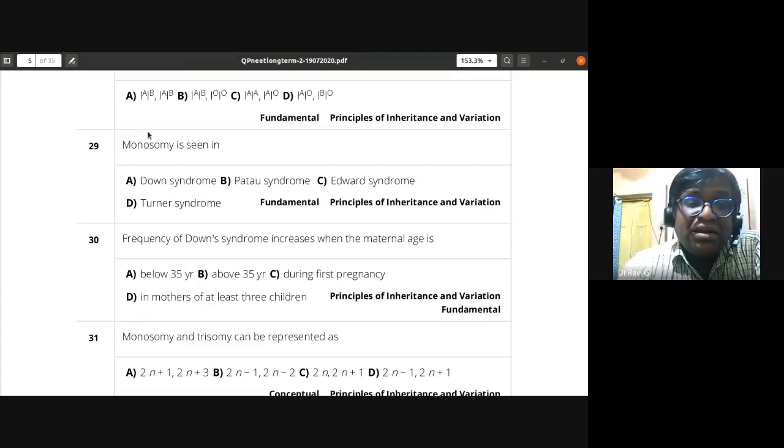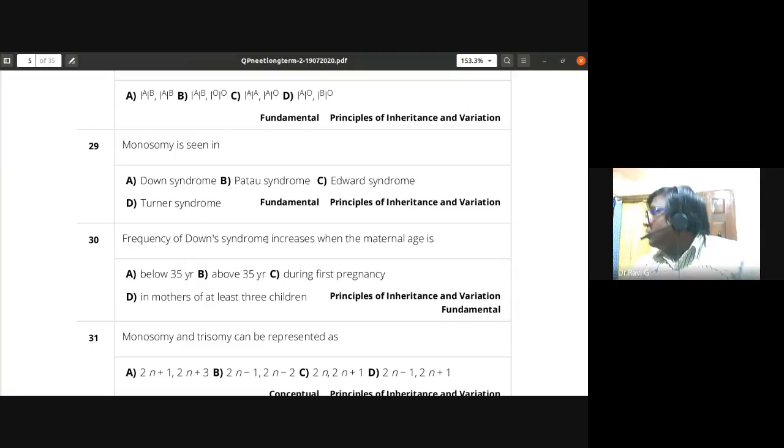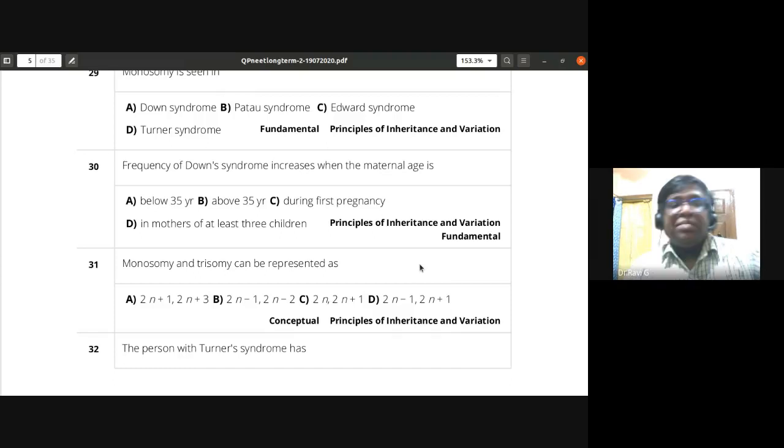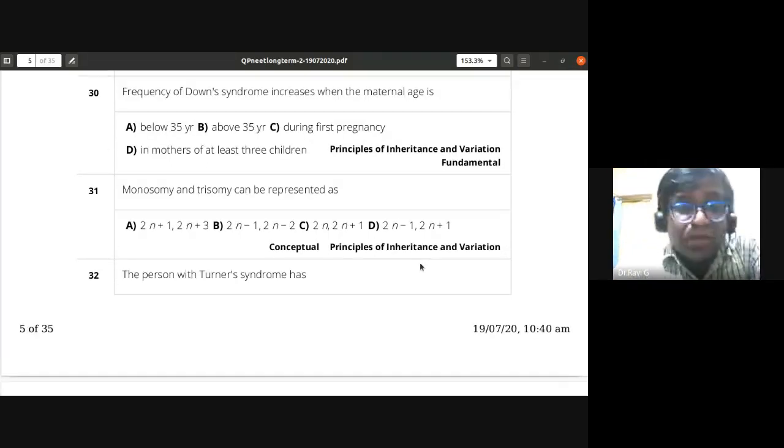It is allosomal monosomy. So the frequency of Down syndrome increases when the maternal age is above 35 years. So Down syndrome possibility will be more when the maternal age, that is the mother's age, is above 35 years. Monosomy and trisomy can be represented as monosomy is 2n minus 1, and trisomy is 2n plus 1. So the answer would be B, 2n minus 1.